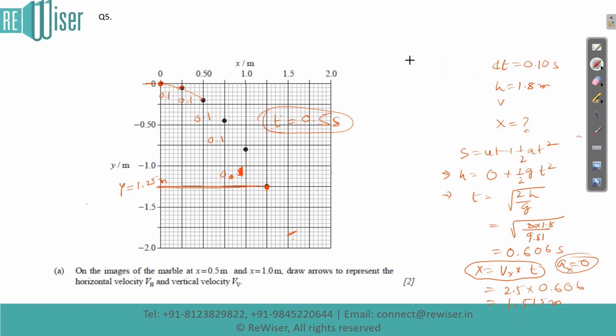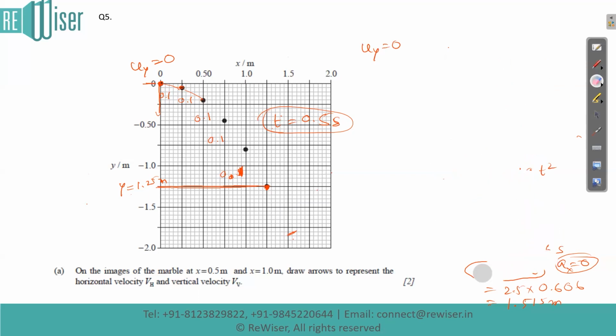Now we know a few things. So initially the uy, initial velocity in y direction is 0, that we know. Okay, uy is 0, we know. We don't actually require this. We can get rid of this thing. Uy is 0. What is the y? Displacement in y direction till this point is 1.25. What is the time interval in this? T is equal to 0.5 seconds.